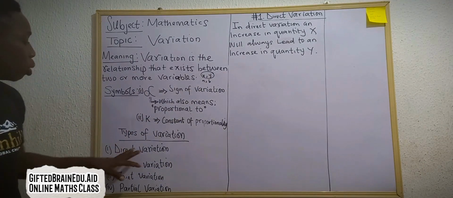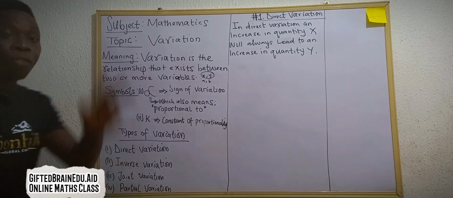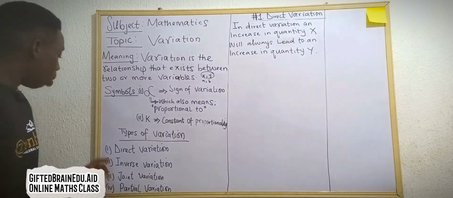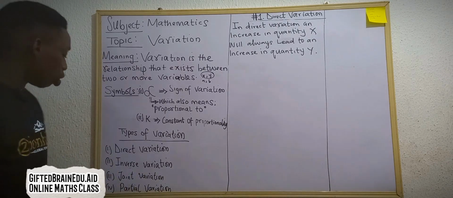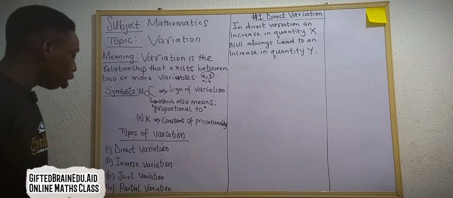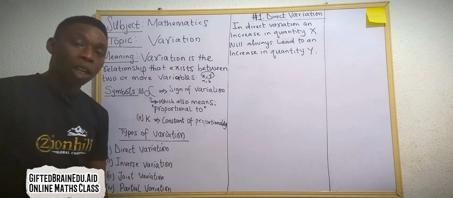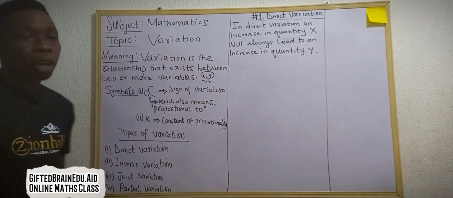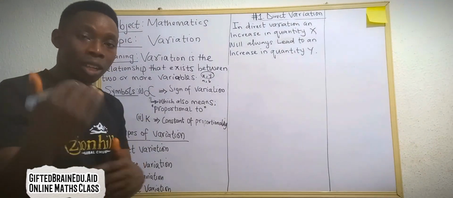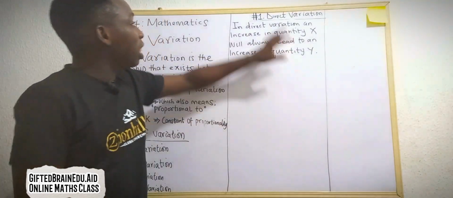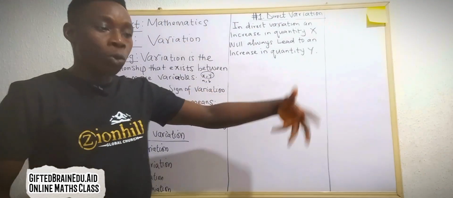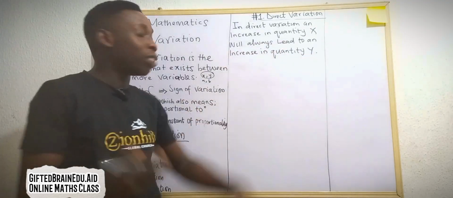Now, we are going to be looking at types of variations. We have four major types of variations: the first one is direct variation, the second one is inverse variation, the third one is joint variation, and the fourth one is partial variation. But we are going to be taking it one step at a time. So today, class, we are going to be focusing on direct variation. Look at the word: direct variation.